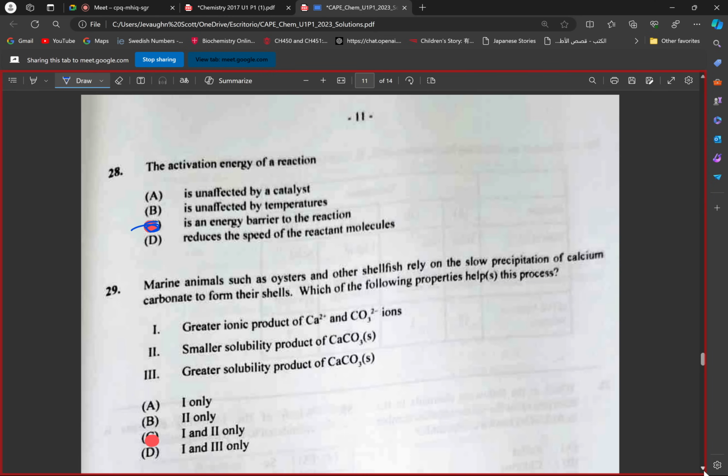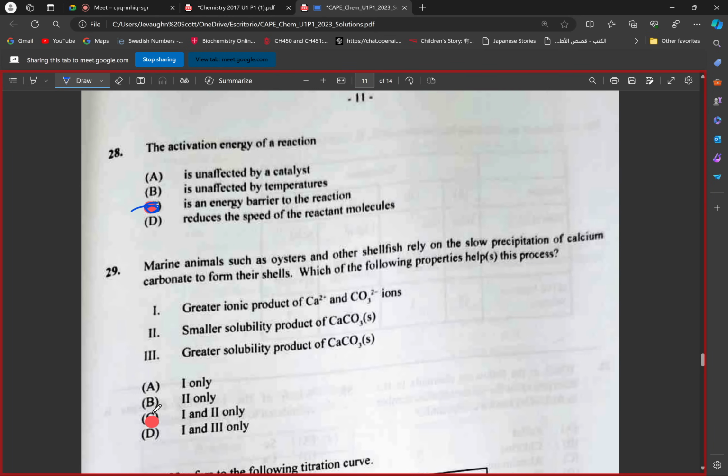The next one is a repeat question. We need a smaller solid. We need a greater ionic product and a greater solubility, and a smaller solubility product. C is the answer here. This is a repeat question.